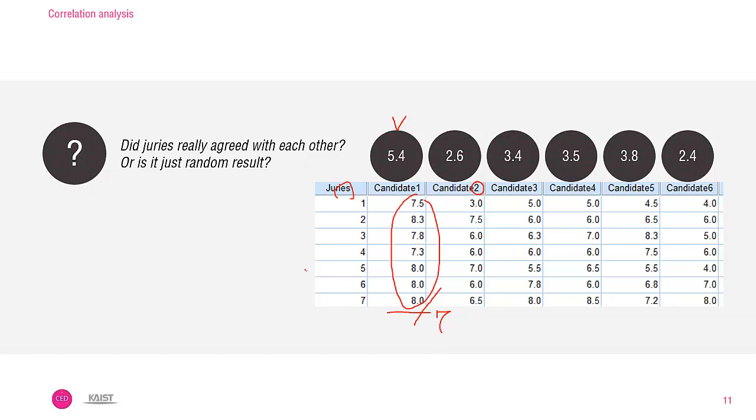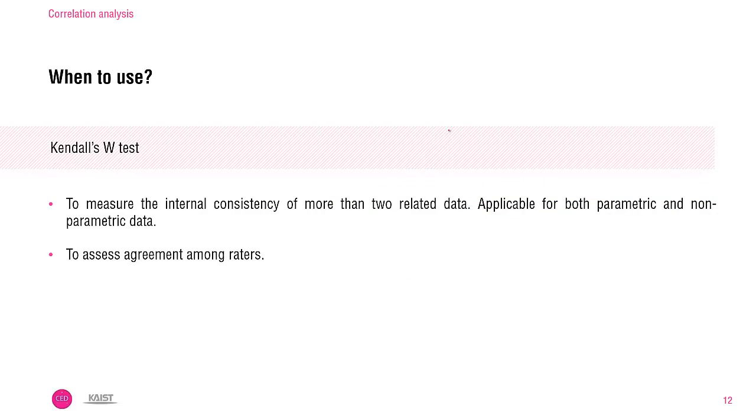But perhaps some of you might be curious whether these numbers are really representing the agreement of 7 jury members, or whether it happened by chance, which means whether there was a concordance between jury members. For this kind of situation, you can use Kendall's W test. Kendall's W test is used in order to measure the internal consistency of more than 2 related data.